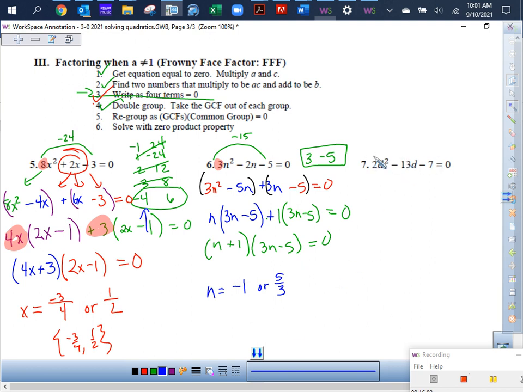All right, last one. Boom. Negative 14. And we have to find our two numbers that multiply together to be negative 14 and add together to be negative 13: 1 and 14, and this guy is negative. So let's split them up into 4 terms.